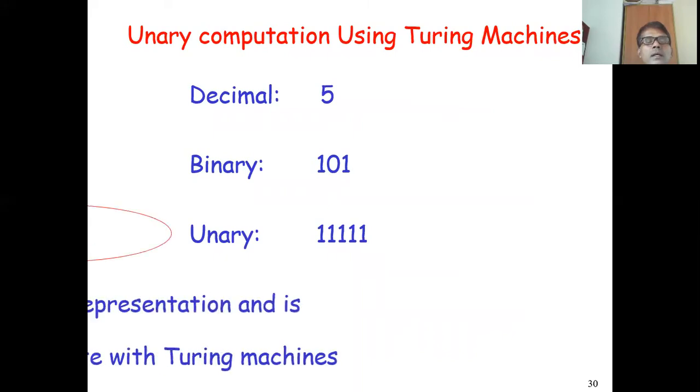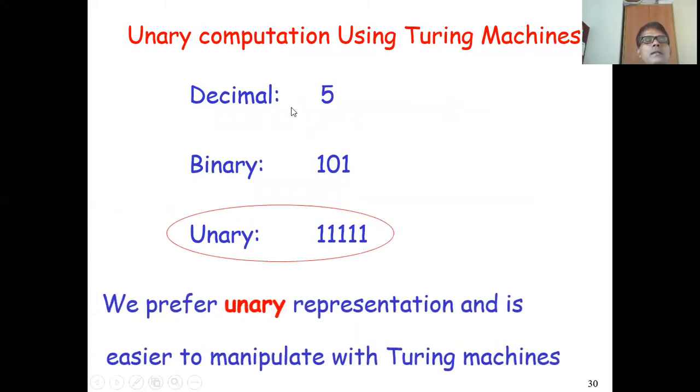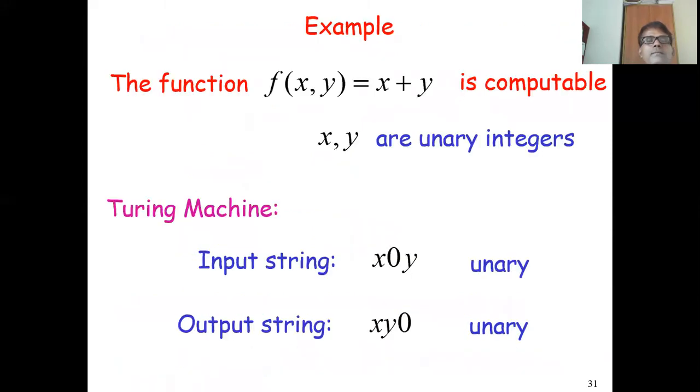So we will perform unary computation using a Turing machine. To represent pi, this is the decimal representation, this is the equivalent binary representation, and this is the unary representation. In unary representation, we are using only one digit, that is the number 1. So we prefer unary representation, and it is easier to manipulate with Turing machines. In Turing machines, we always use unary numbers to do the computation.